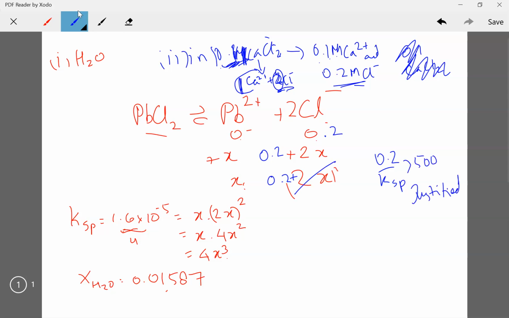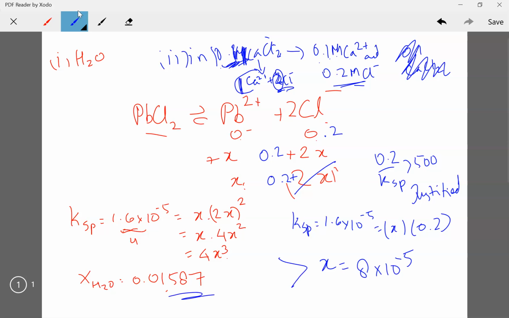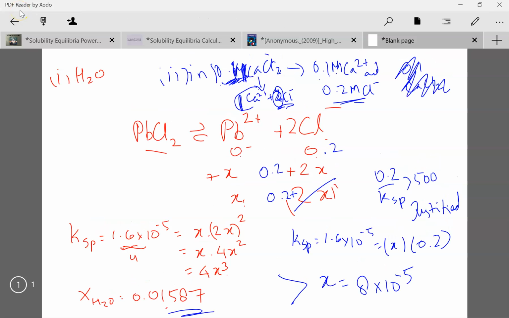To cancel off our 2x, this is just 0.2, so our Ksp 1.6 times 10 to the power of negative 5 is x times 0.2, so our x value is 1.6 times 10 to the power of negative 5 divided by 0.2, which is 8 times 10 to the power of negative 5, which is lesser than this in pure water, which makes sense. Common ion decreases solubility of a salt. And there we go. So that was our Ksp little calculations.